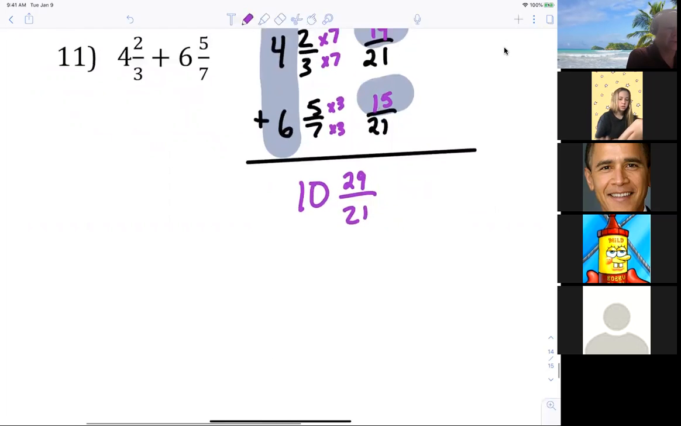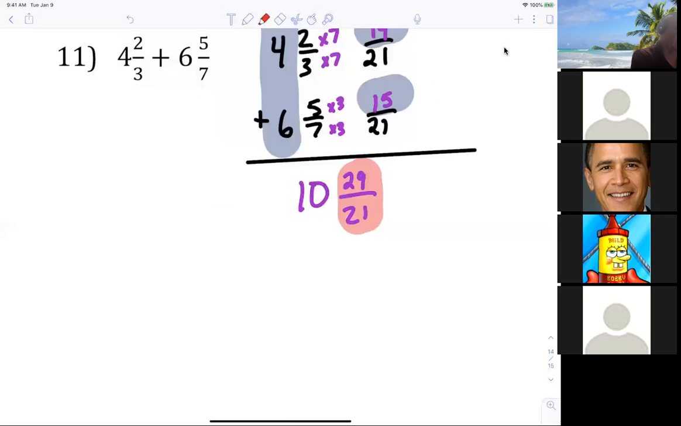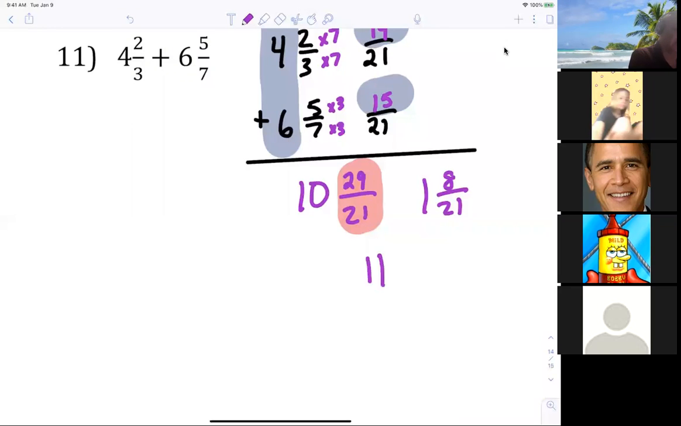Anybody have any issues so far? Now, obviously, we cannot leave it as 29 over 21. 29 over 21, 21 goes into 29 one time with 8 left over. All right, so your final answer, 11 and 8 over 21.